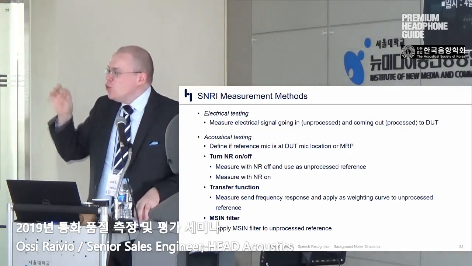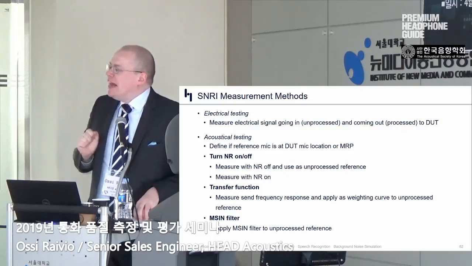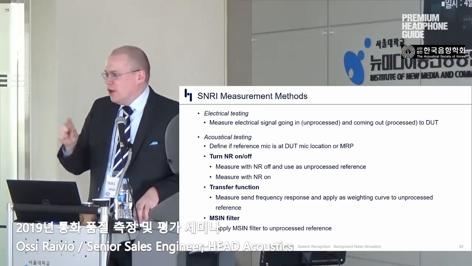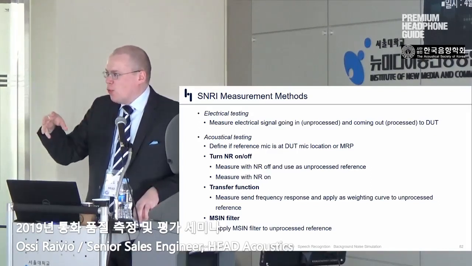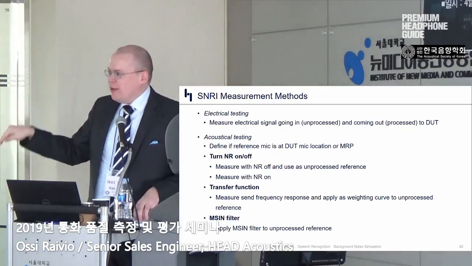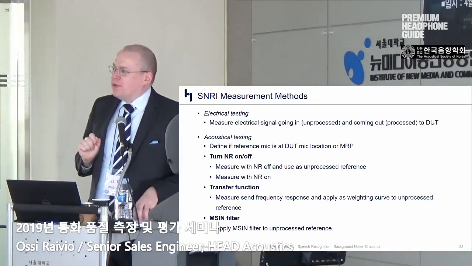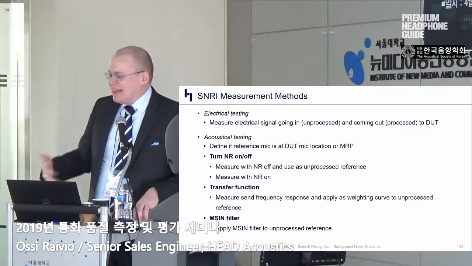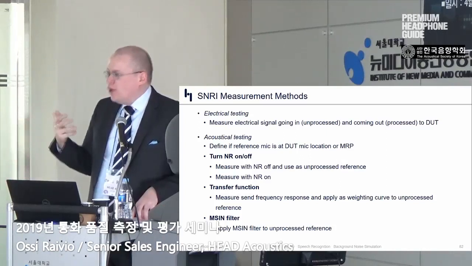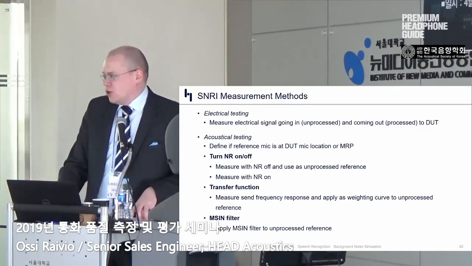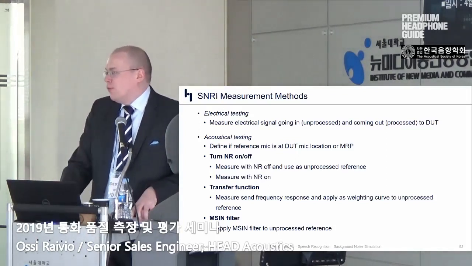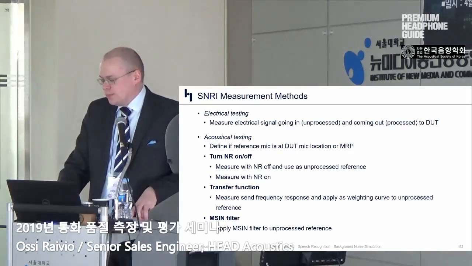And then you apply the telephone's frequency response to that signal. So you take the speech and background noise from the reference microphone, but you add the telephone's individual frequency response on top of that. And you declare that that is the unprocessed signal. That would be the signal from the phone if you had the chance to turn off the noise reduction. And then the processed signal is simply speech and background noise from the phone through the noise reduction.